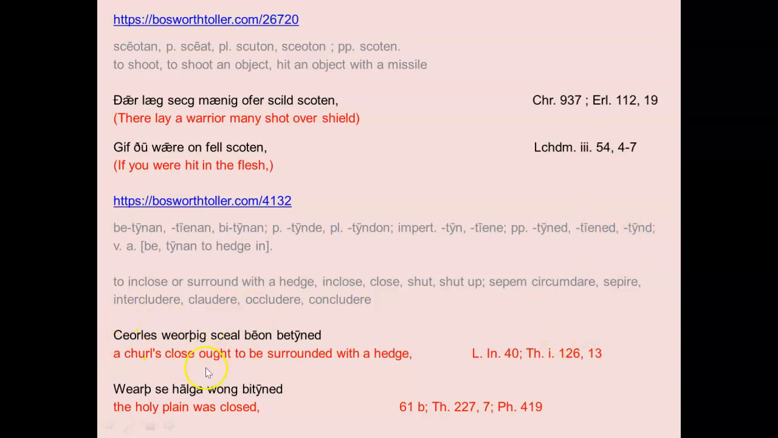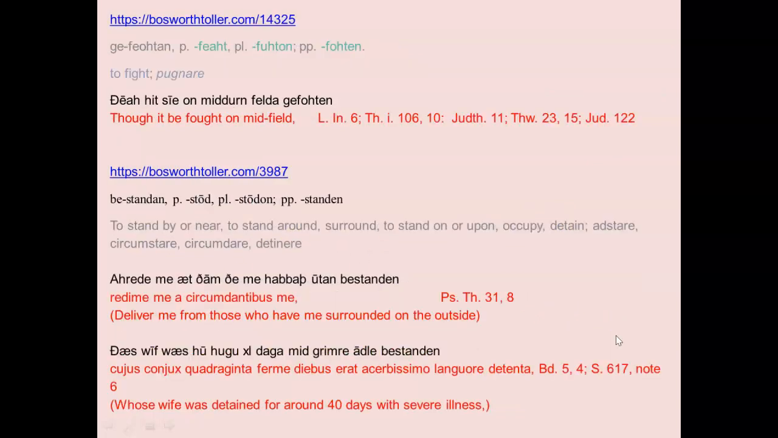Looking through, I found two examples. Chelis where the shell beon betuned: the shell's closed, or to be surrounded with a hedge. Where se halcha wonga betuned: the holy plain was closed. Both of these fit the past participle form listed above, betuned. So that's included.